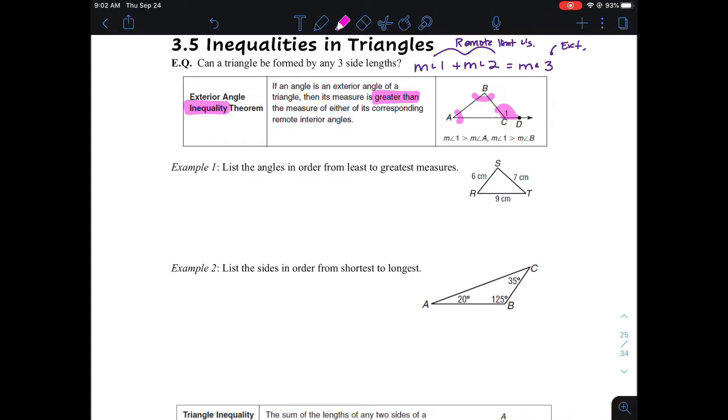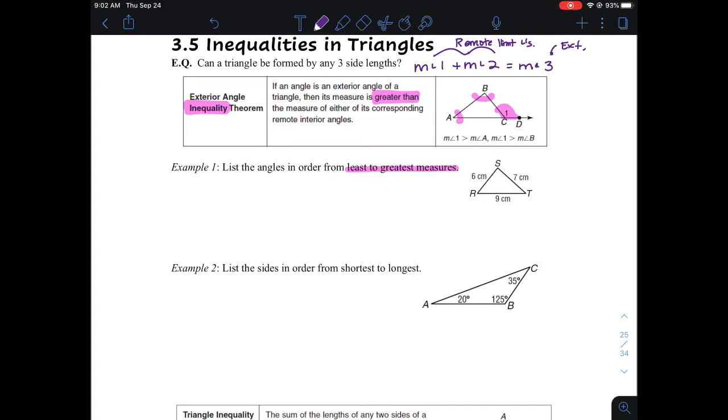All right, so think back to a couple days ago. Probably would have been better for me to insert it in this section. But a couple days ago we went over and we said the largest side is across from the greatest angle. So that's something we need to think about. Because it says list the angles in order from least to greatest. All right, so we want least to greatest, so smallest to biggest, so the angles.